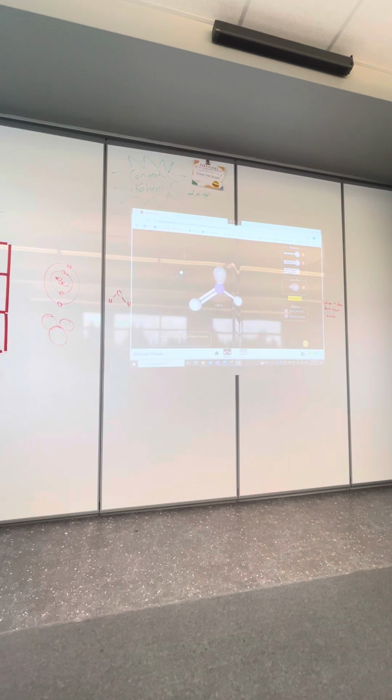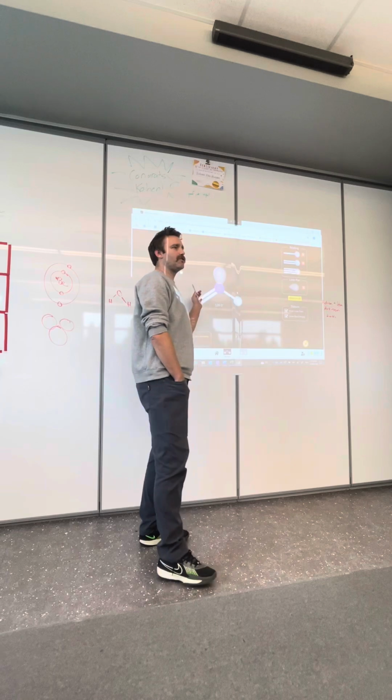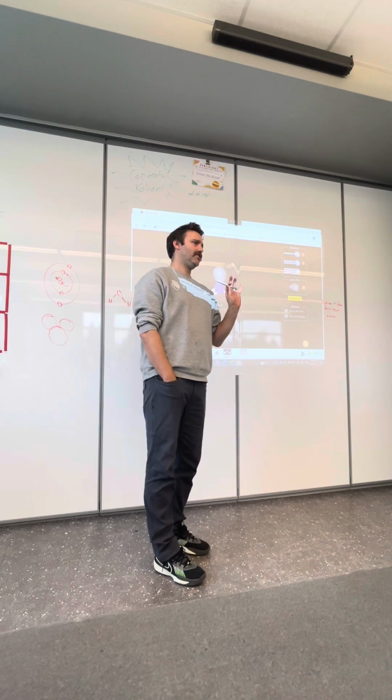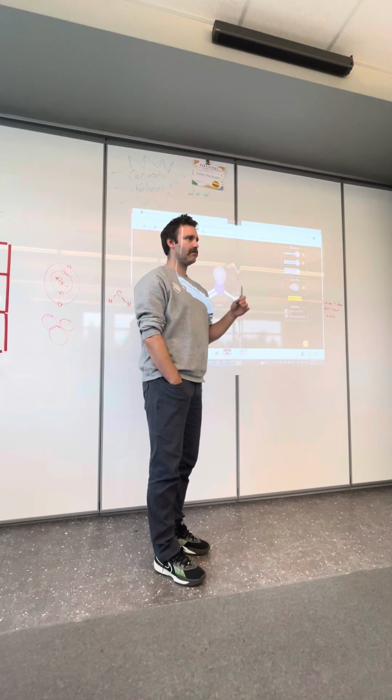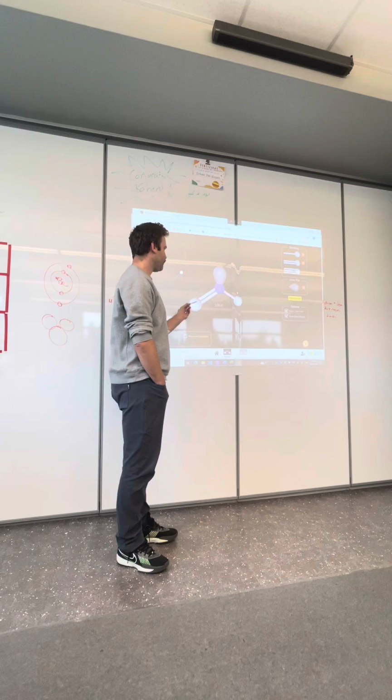Okay? The shape changes. The last one was called linear. Some of them are trigonal pyramidal. This one's called bent, which makes sense. It's a good name. Okay, but it makes sense.